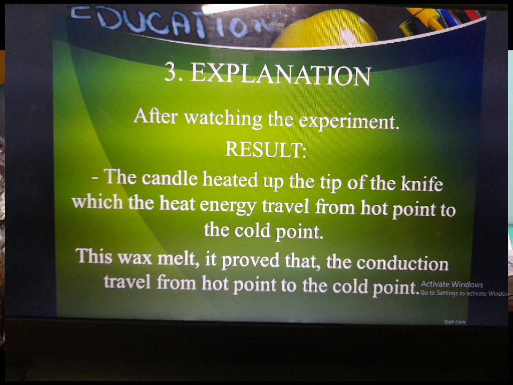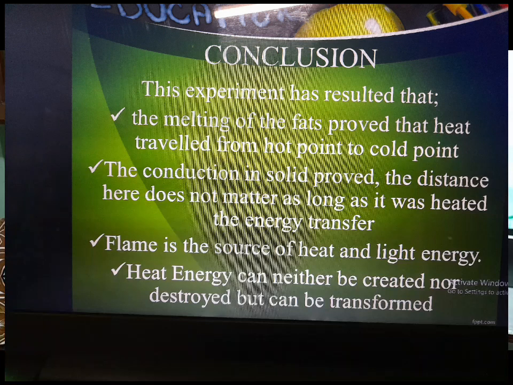Today we were sure that truly the heat is transferred from the hot point to the cold point. The POE method has given us a very simple process to find out about something. Okay, so with the above process, it proved that heat energy can neither be created nor destroyed, but can be transferred and transformed. Right? Thank you so much for today.